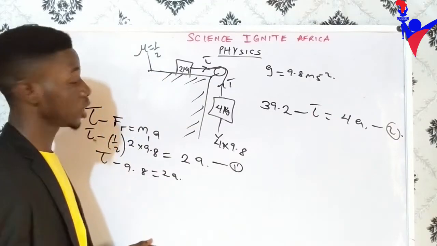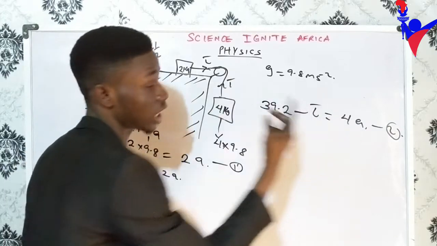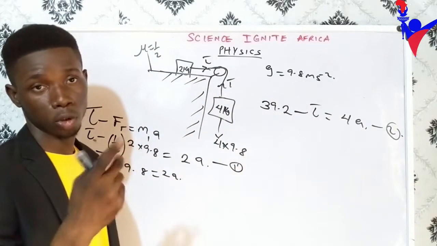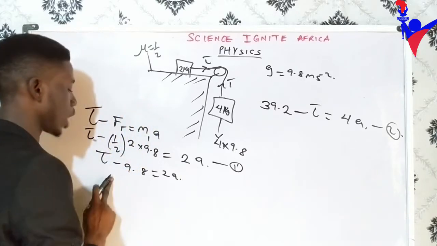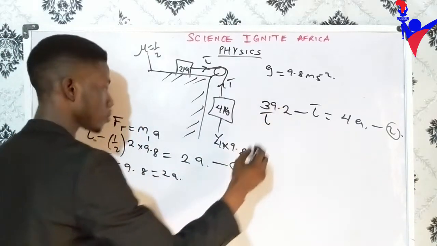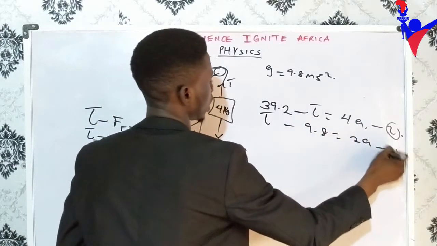Now I'm looking for my acceleration. If I have two variables, tension and acceleration, and I have two equations, that's sufficient for me to solve for T and A. I don't need T, so let me just solve for A. So I can put this equation here: T minus 9.8 equals 2A. This is our equation 1.